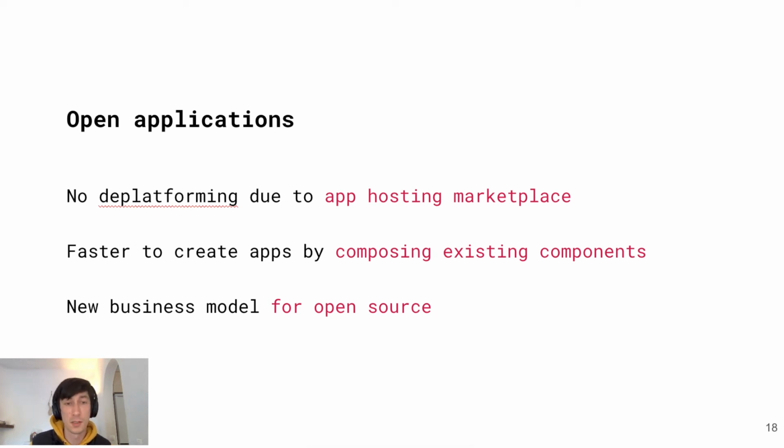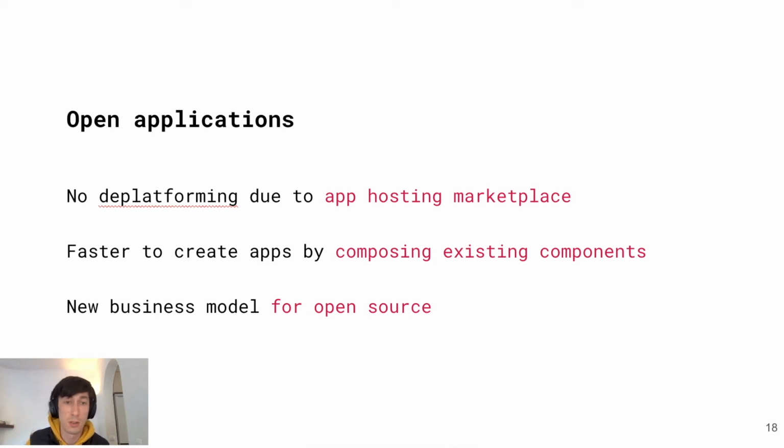It's also faster and easier and more fun to create a new application by composing existing services. Basically, it's a composable runtime where you have running services and you can pick one service, another service, and produce a new user experience based on this. And it's faster to build new features. And it provides a new business model for open source software.